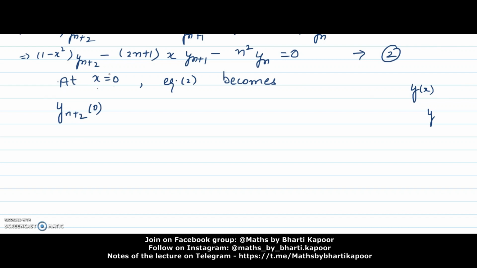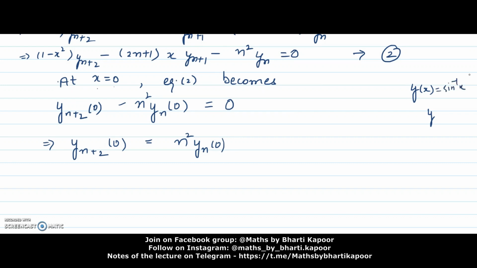So when we substitute x is equal to 0 in equation number 2, this term will be 0, minus n square times yn at x is equal to 0, plus yn plus 2's value at 0, is equal to 0. We can also write it like this: yn plus 2 at x equal to 0 is equal to n square yn 0. That means the value of the nth order derivative of y at x equal to 0, because y is a function of x, which is sine inverse x. So let this be equation number 3.